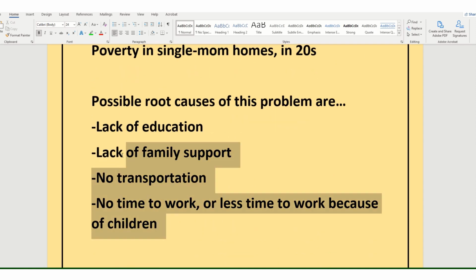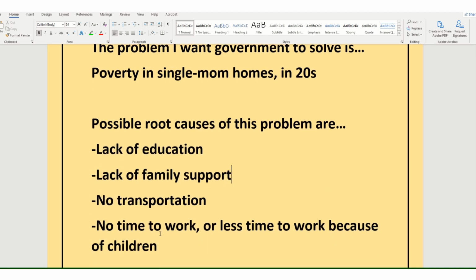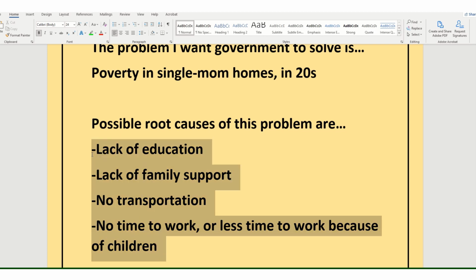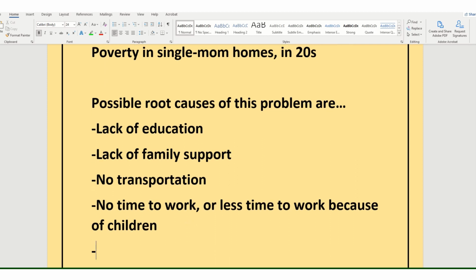Again, it's real easy in 2023 to say, look, the reason we have this problem is because government. Government doesn't do this, government doesn't do that, government doesn't do that over there. But that's not what I want you to do here. I want you to go outside of government for this exercise, okay? And again, all of these, and you can go another direction here and think outside the box.